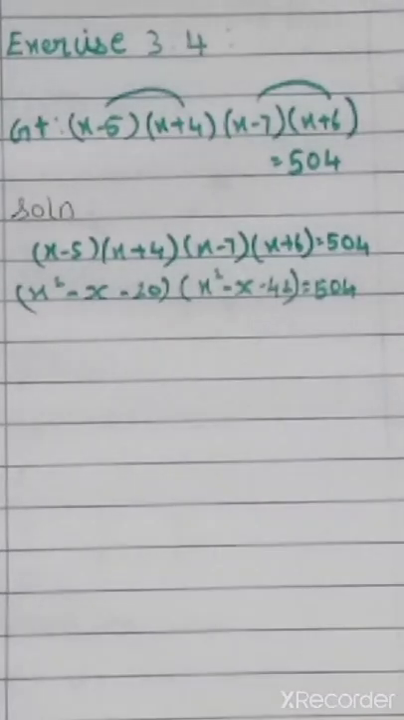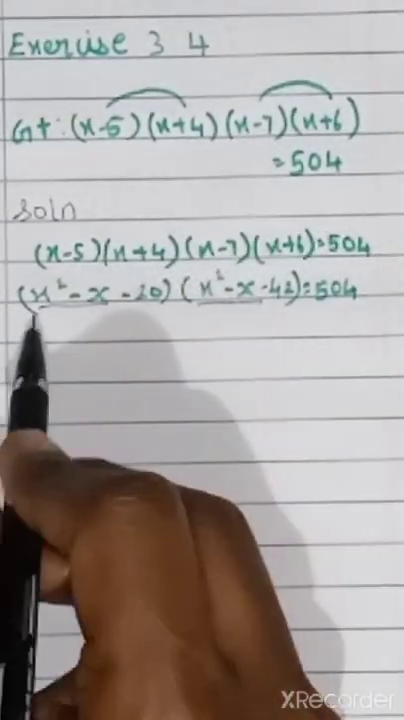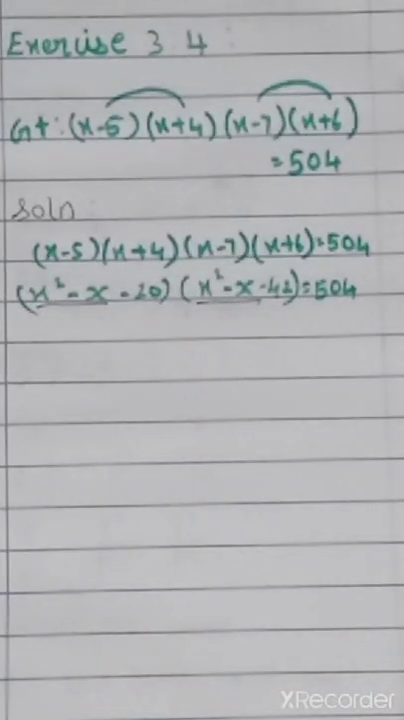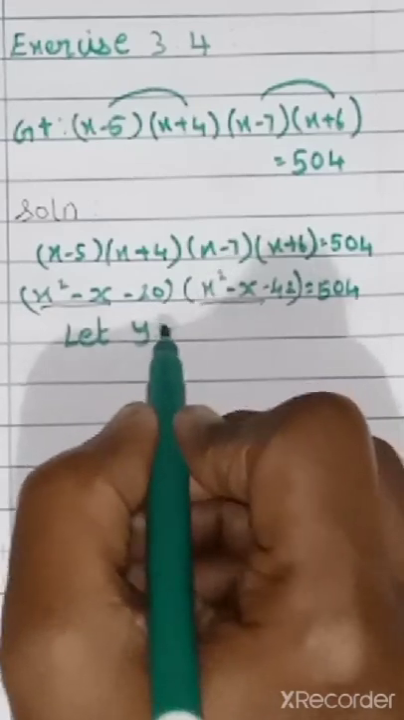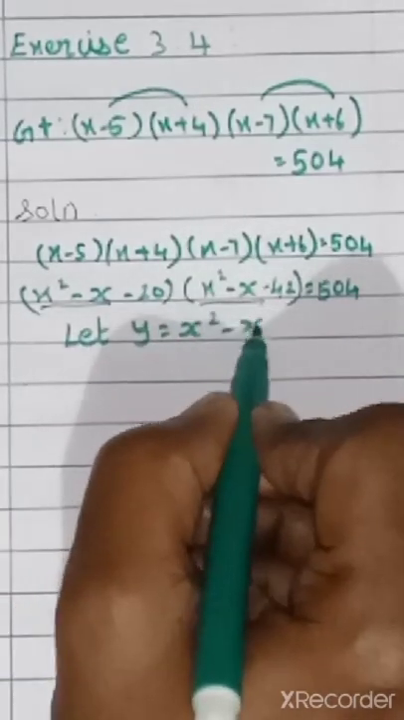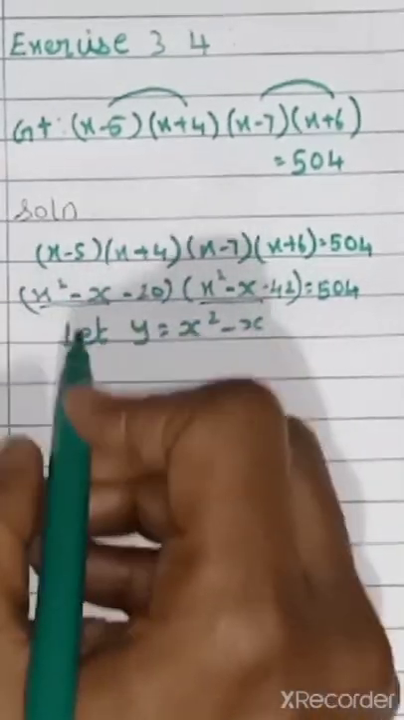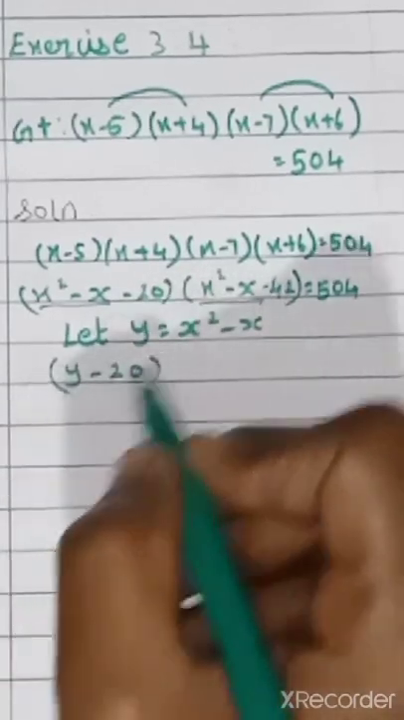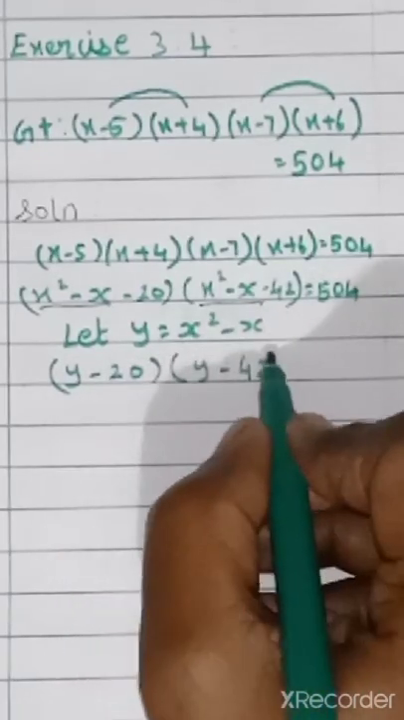Is that right? Now look here. Are these two terms equal? x square minus x, x square minus x. So when you group, you have to group like this. That term should be equal. Now let y equal to that term, x square minus x. Is that clear? So this equation will change to y minus 20, correct? Y minus 20, and here you will get y minus 42 equal to 504.